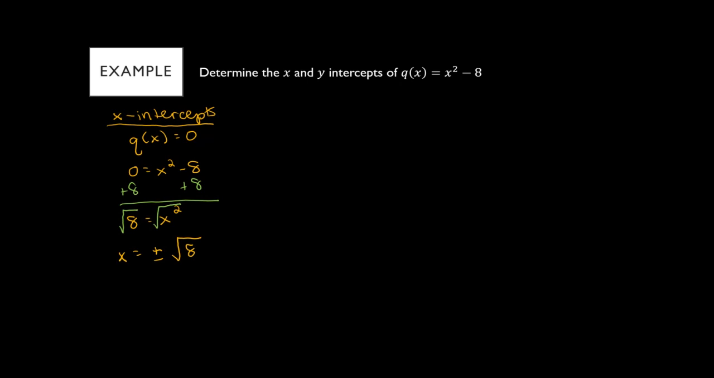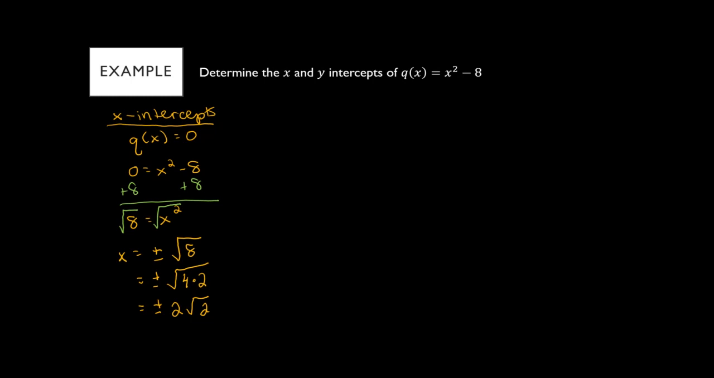So 8 can be split up so that it is 4 times 2. And I can take the square root of 4. The square root of 4 is equal to 2. So our answer here is plus or minus 2 times the square root of 2. Those are our x-intercepts. Those are the exact values here.